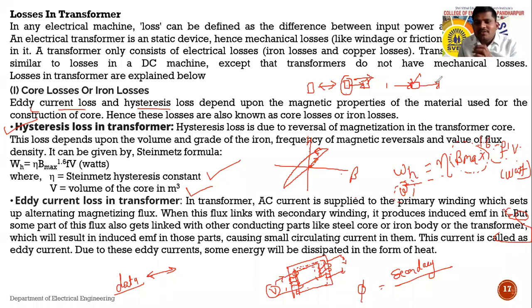So that's why, like that, there is some loss of information when it is traveling from one to another. I am just taking one example. So see, that means the total flux produced in the primary will not be linked with the secondary. There is some leakage in the flux. Some of the flux will leak. Getting my point?